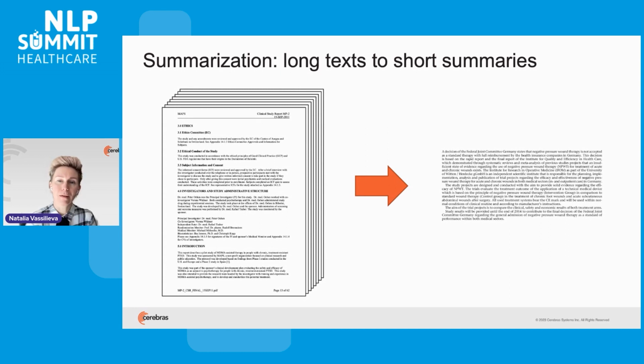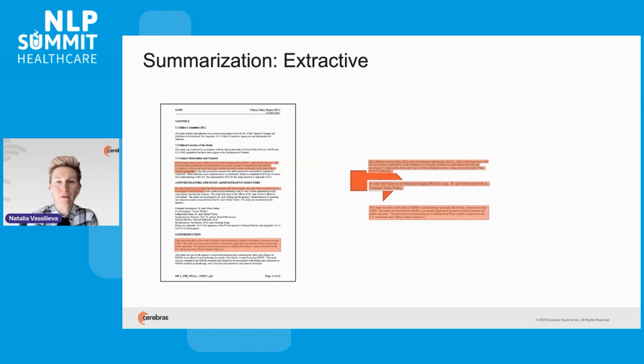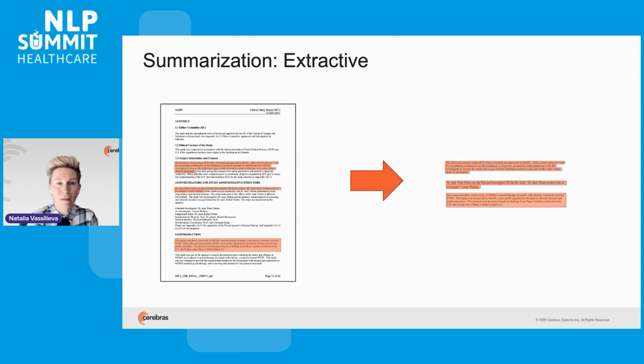There are two main approaches to summarization with language models. The first one, the easier one, is extractive summarization, when the task is to select from the original document the most salient parts and phrases and glue them together to construct a summary. This approach is more likely to result in factually correct summaries, but often the resulting summary isn't cohesive and is not as concise as we want it to be.